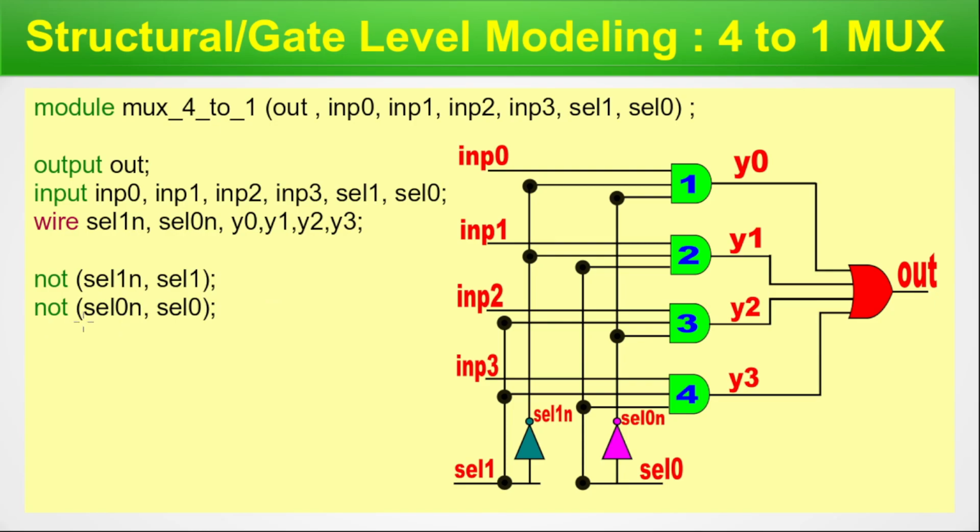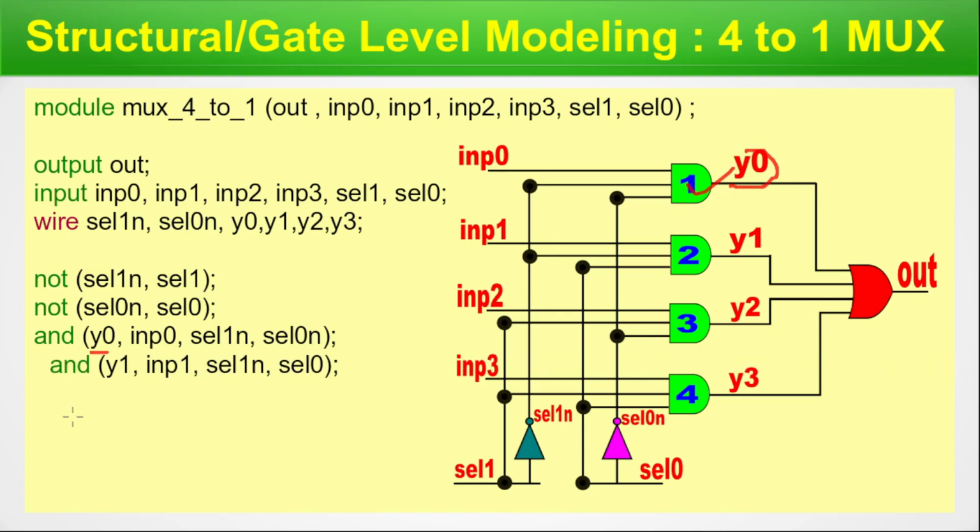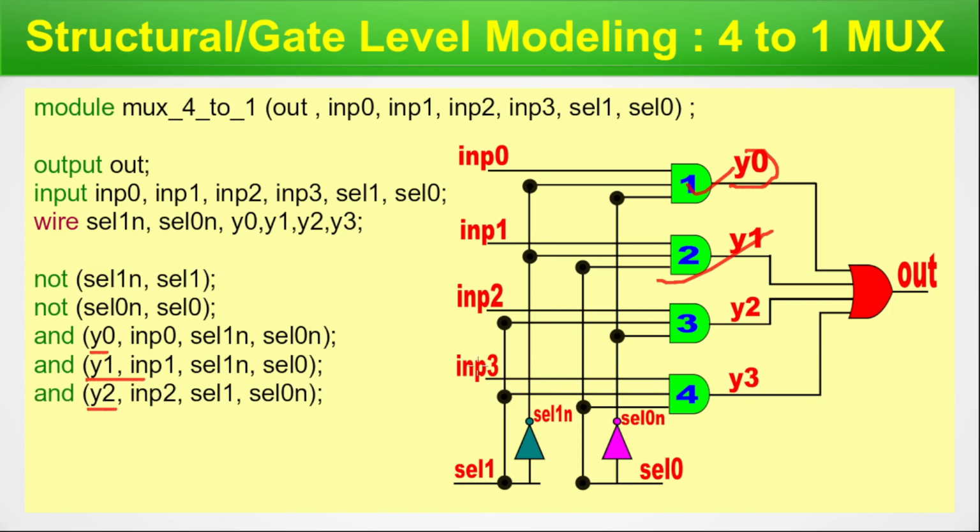Here you can see another NOT gate, this one. It has input cell 0 and output cell 0n. At this stage, you can see the primitive syntax that we learned in the last 3 slides coming into use. Next, here we have the AND gate, and you can see this one is the first AND gate. So here we have Y0 and here it is Y0. And next, we have the next AND gate, which is Y1, the second one. Third one here, Y2, and fourth one is here, Y3.